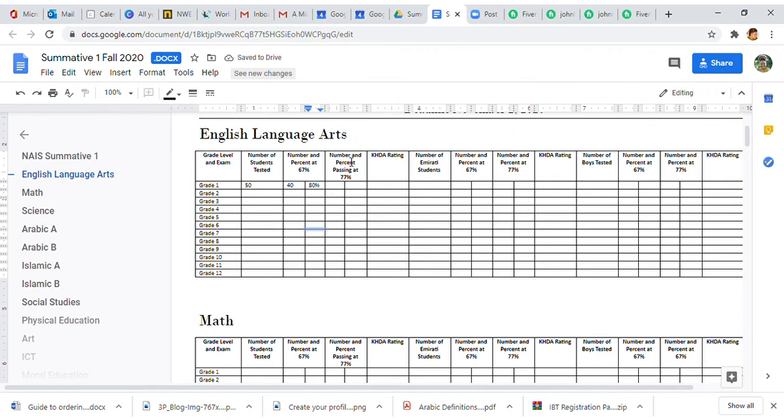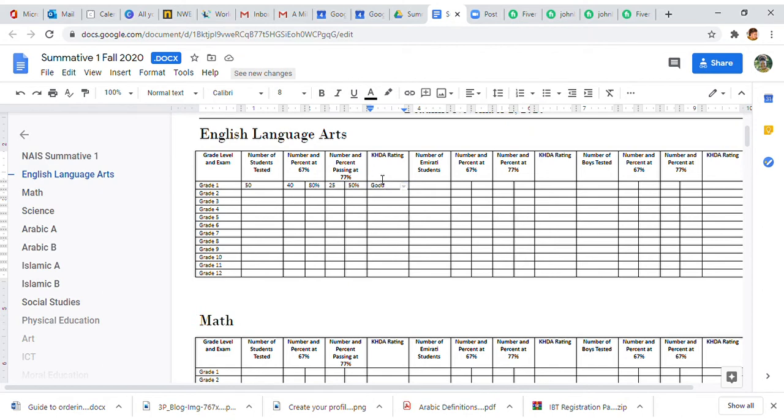I'm going to put that number down. The next number I need is the number of students out of 50 that passed at 77% or above. Remember that it's at 67%, and 77% is above. So how many students tested at 77%? I'm going to put 25. That means that's 50%. And then we go into our KHDA rating. Our HODs have that information, but in this case, I believe it is a good, and then you will put that information in there.